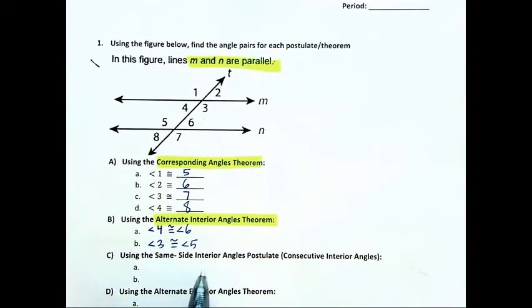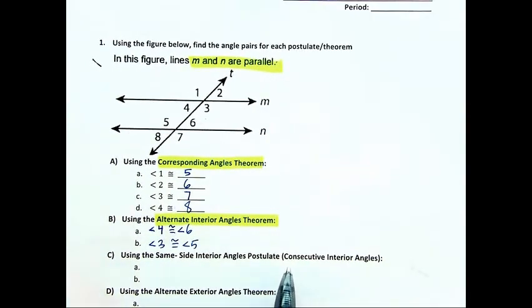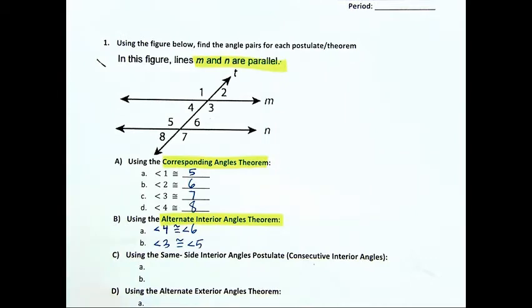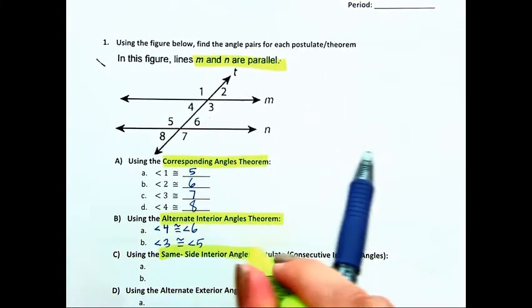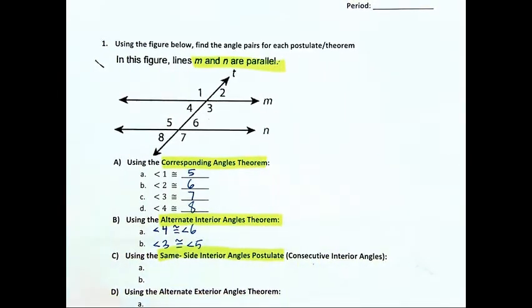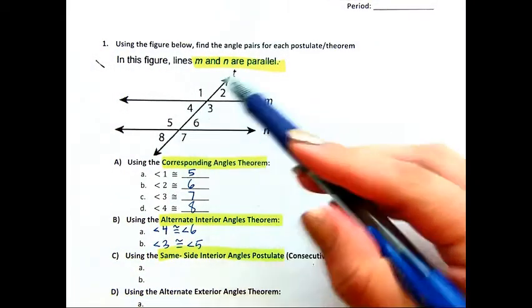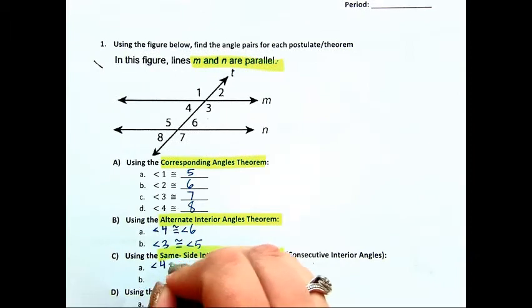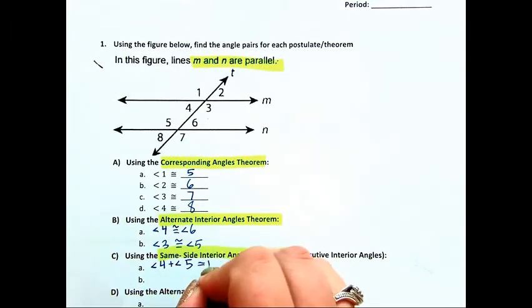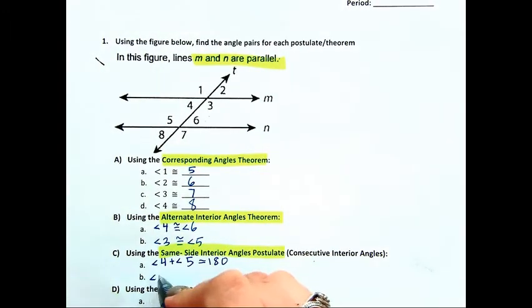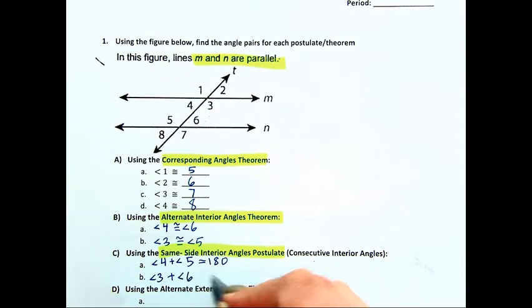Part C, using the same side interior angles postulate. This is also known as consecutive, it just means same side. Because M and N are parallel, and using the same side interior angles postulate, we know that same side interior angles are supplementary. So when I add angle 4 and angle 5 together, they're supplementary, which means they add up to equal 180 degrees. Likewise, 3 and 6 are also same side interior angles. So when I add those two angles together, they're also supplementary.